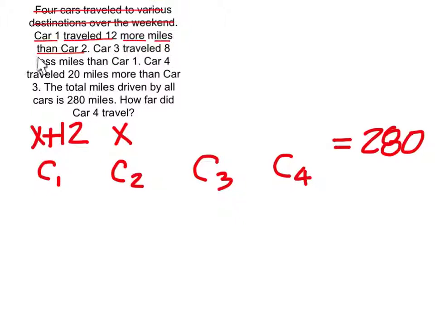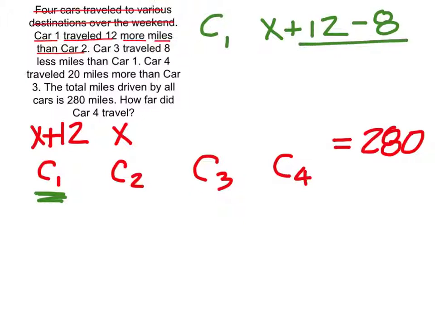Car 3 traveled 8 less miles than car 1. Here's car 1. Car 1 is X plus 12. And car 3 traveled 8 less miles than car 1. What is 12 minus 8? 4. So you really have X plus 4 for car 3. You can simplify it on the go.